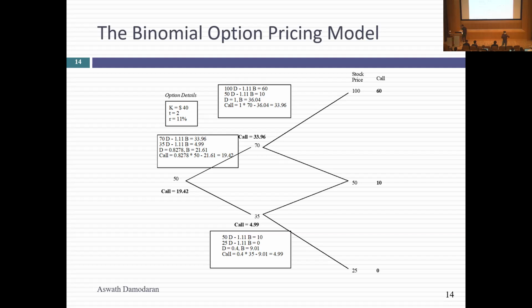But remember, arbitrage means that the call, which has the same cash flows, has to trade at exactly the same price. So I've actually backed out what the value of the call will be if the stock goes to 70. It's going to be $33.96.